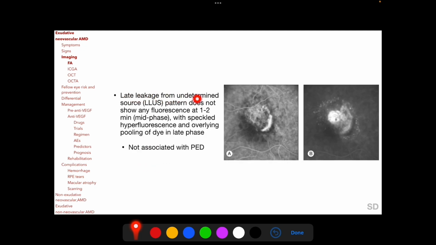The late leakage from undetermined source, or LLUS, pattern does not show fluorescence either in the early or the mid phase of the angiogram, but shows a speckled hyperfluorescence only in the late phase of the angiogram and is clinically not associated with a pigment epithelial detachment. In these two angiograms from the same patient, this portion of the neovascular complex shows the speckled fluorescence pattern of LLUS, which occurs only in the late phase but is not detected in the early to mid phase of the angiogram.